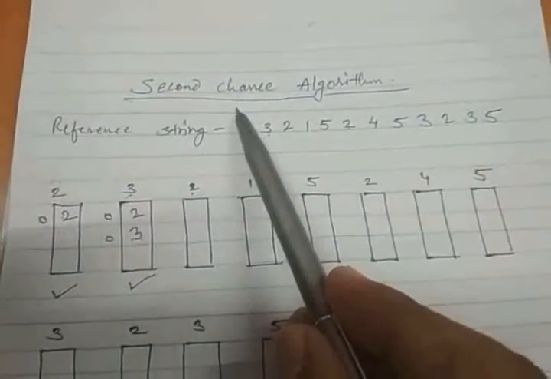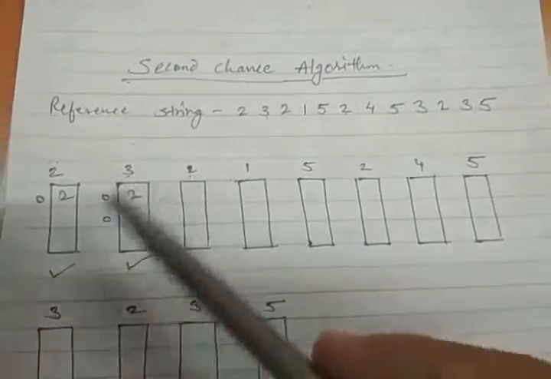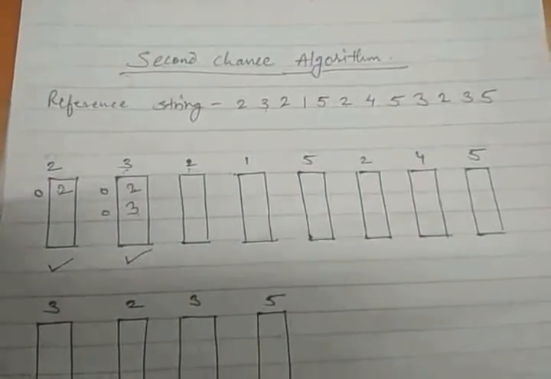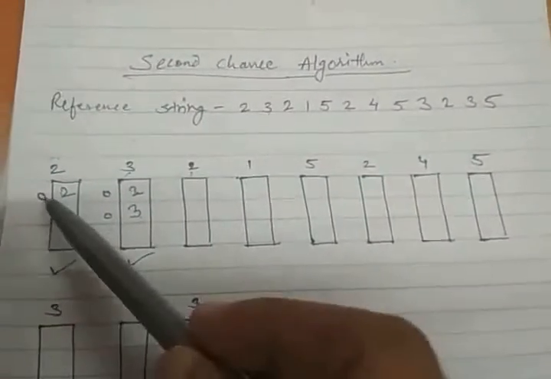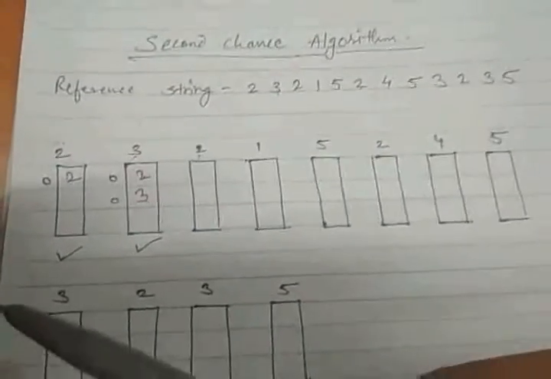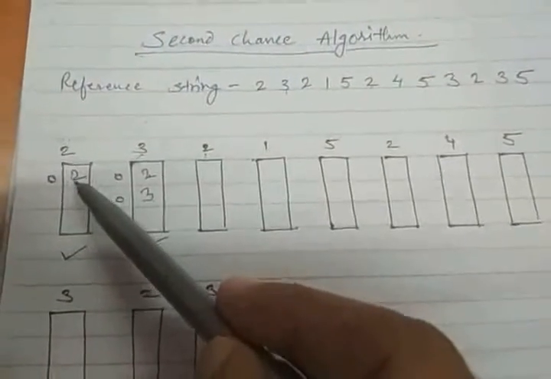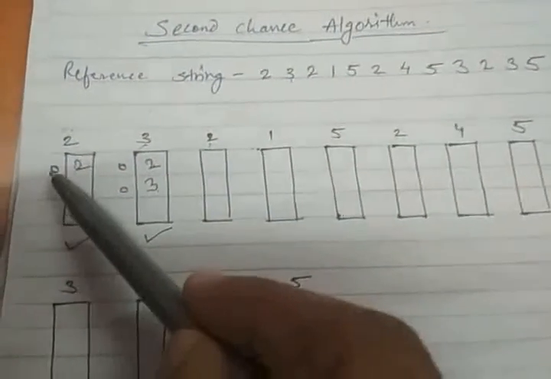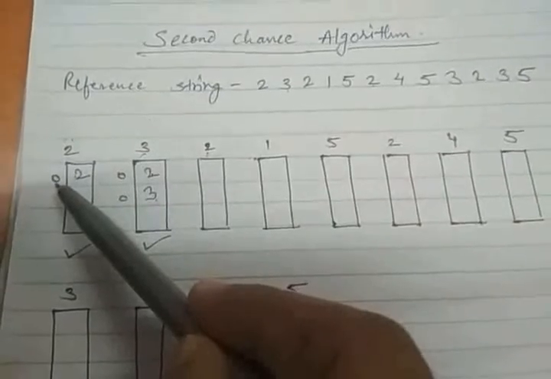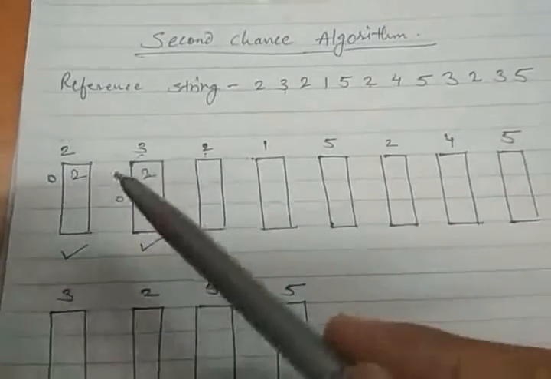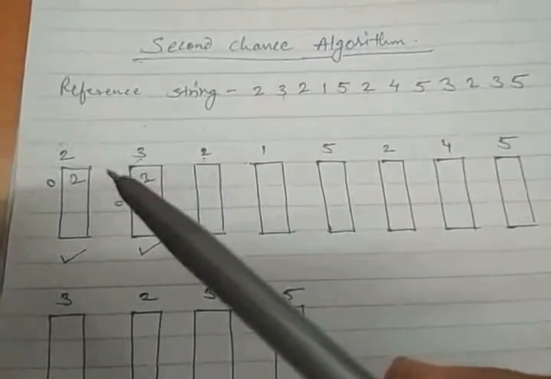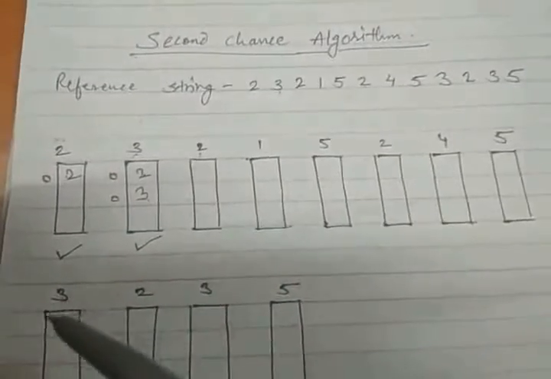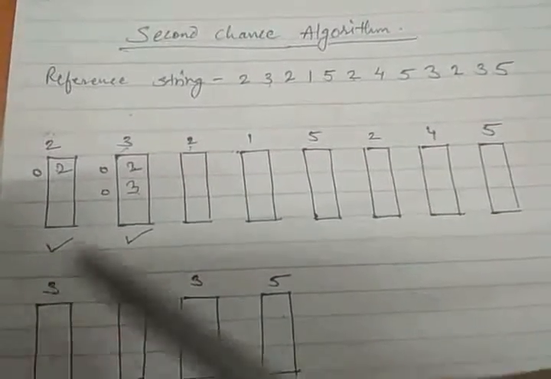In the second chance algorithm, we are using one extra piece of information. That information is a bit, which is 0 or 1. If the page is initially brought in, we use the bit 0. If it is referenced once more, then we change that value to 1. That we will see as this problem proceeds.